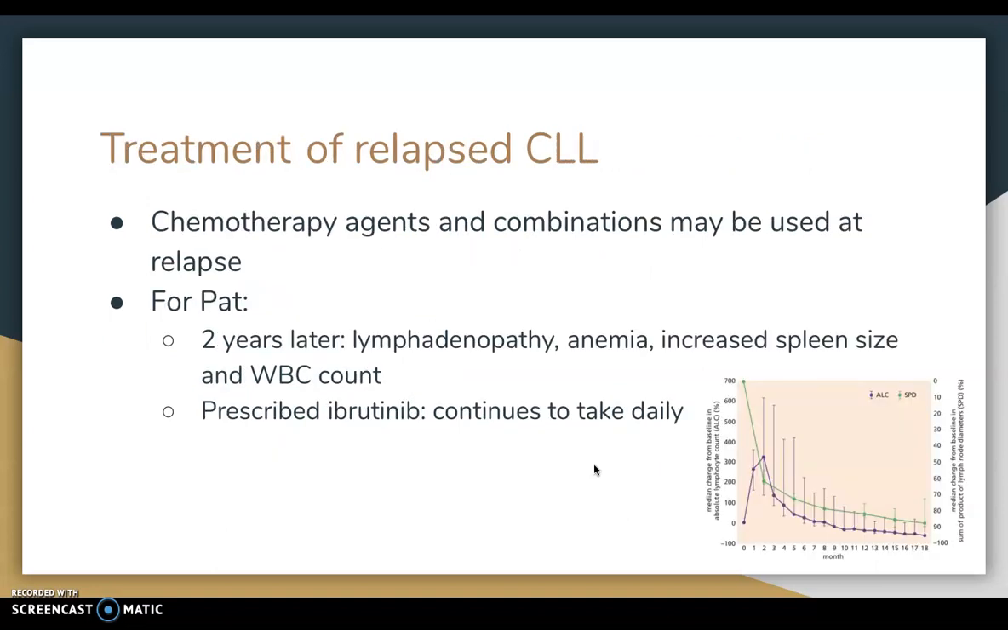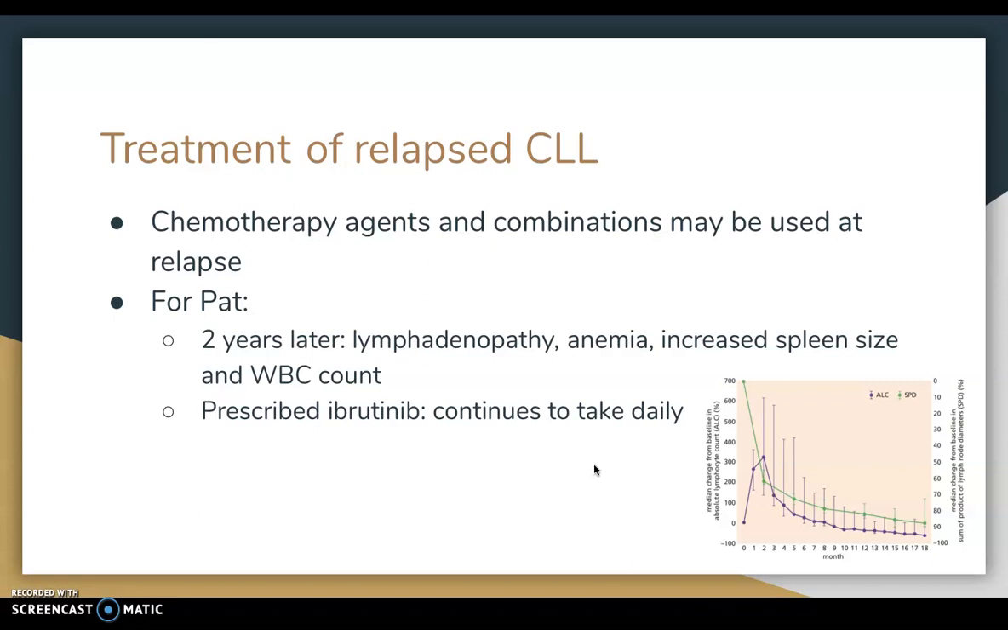Sometimes relapses may occur, and these can just be treated with chemotherapy agents and combinations of treatments. And this actually happened for Pat. So 2 years after her positive response to that treatment, she started displaying symptoms of swollen lymph nodes, anemia, and increased spleen size, along with an increased white blood cell count. So she was prescribed ibrutinib, and then in taking this medication, her white blood cell count went down and her symptoms improved to normal.